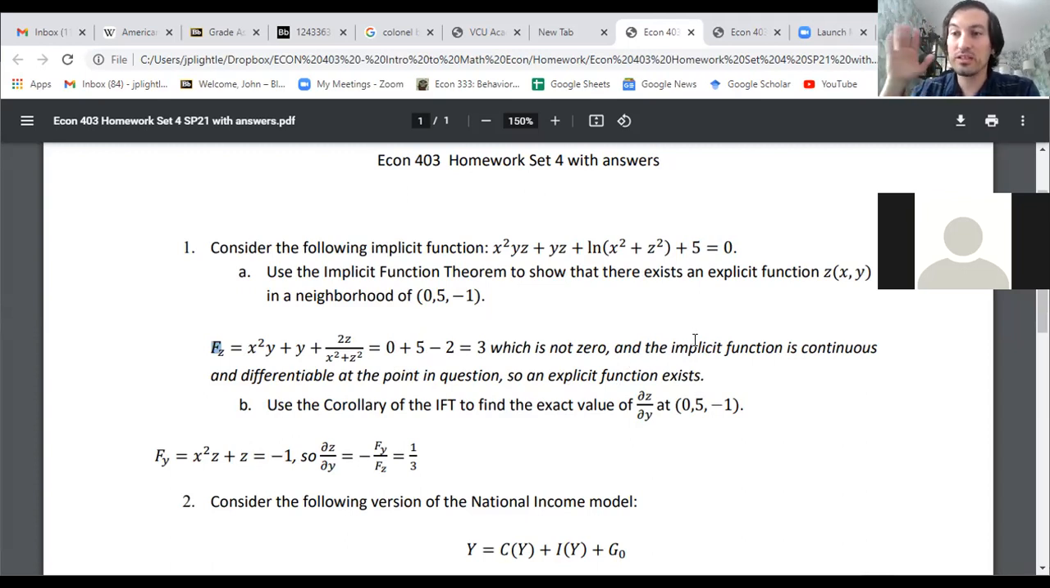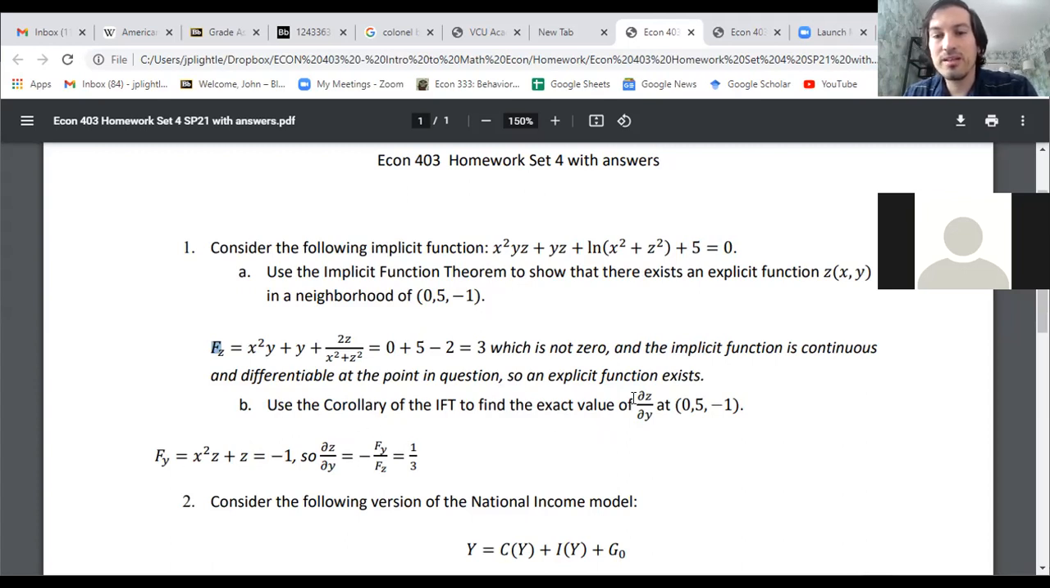And I know maybe when you're looking at my slides, maybe I don't write it in the slides very often because maybe I just say it in my words. But yeah, you can't use the implicit function theorem unless the implicit function that you're dealing with is differentiable in a neighborhood of the point in question. So other than that, you guys did pretty well.